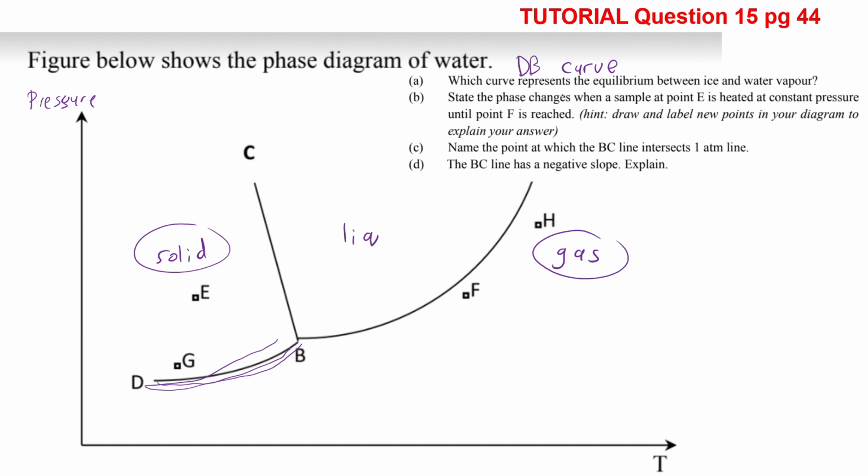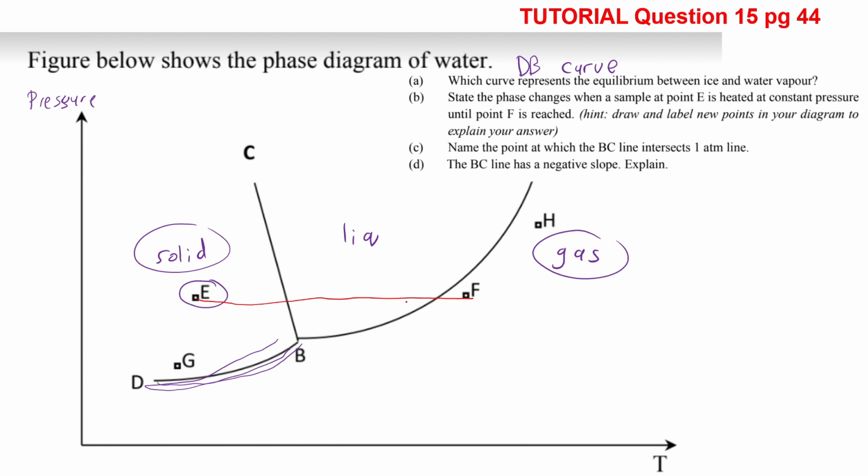State the phase change when a sample at point E, so point E sini, is heated at constant pressure. So pada pressure yang sama, kalau heated meaning temperature akan increase. So kita akan gerak pergi ke kanan, until point F. Okay, so meaning kita akan buat line, from E to F.